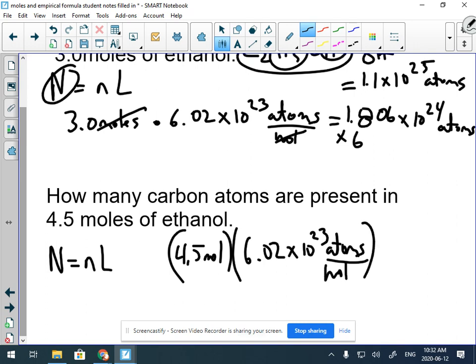Now, just to make it shorter, it's asking for carbon atoms in ethanol, C2H5OH. How many carbons are there in ethanol? Answer is 2. So let's just do it all in one step, times by 2. So 4.5 times 6.02 times 10 to the 23rd, times 2. With 2 sig figs, I get 5.4 times 10 to the 24th. Holy crap.